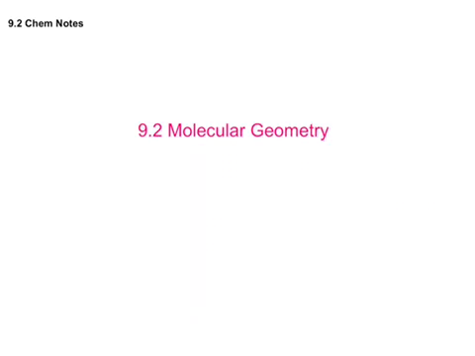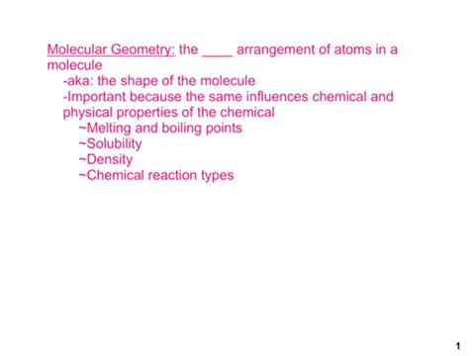Now that you know how to draw the Lewis structures, we're going to take a look at something that we call their molecular geometry. And so the molecular geometry is the three-dimensional arrangement of atoms in a molecule. It's basically the correct shape. And this is important because the shape of a molecule influences chemical and physical properties of that chemical compound, like the melting and boiling points, if it's soluble, its density, as well as the reactions that it can undergo.